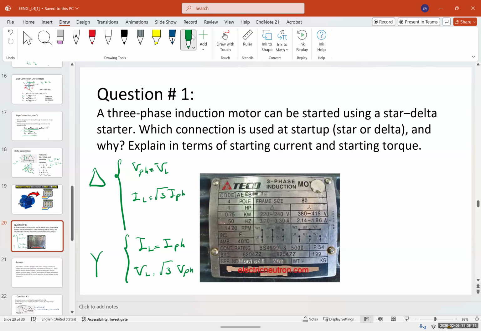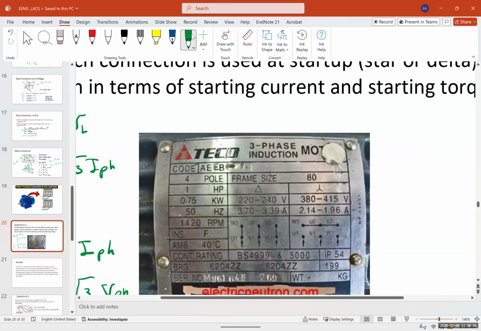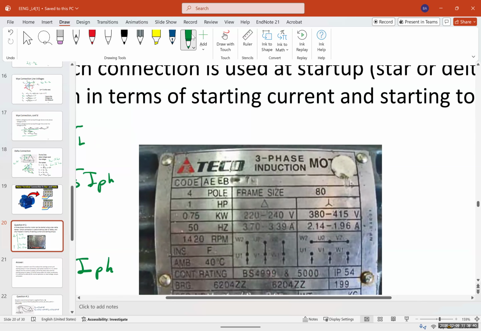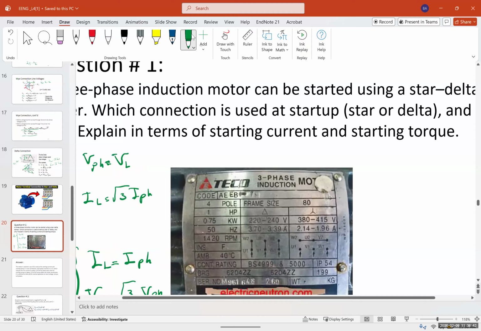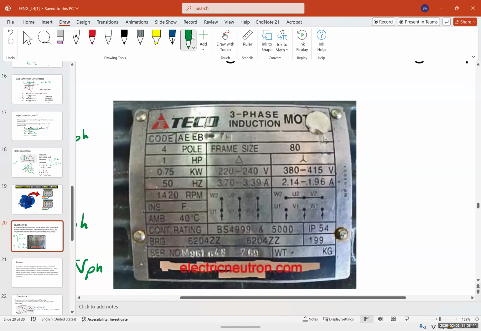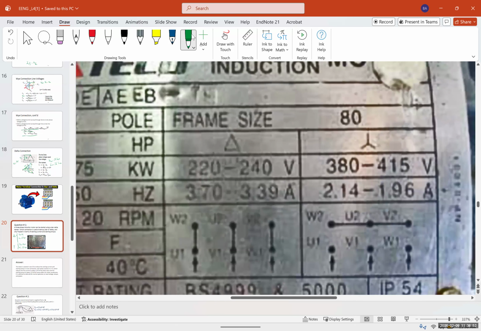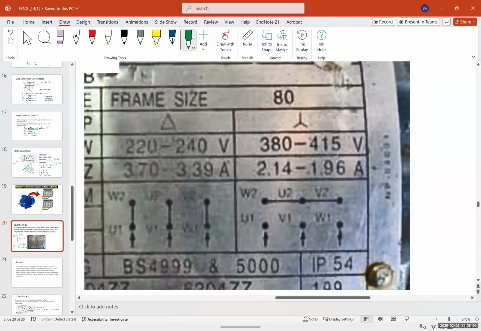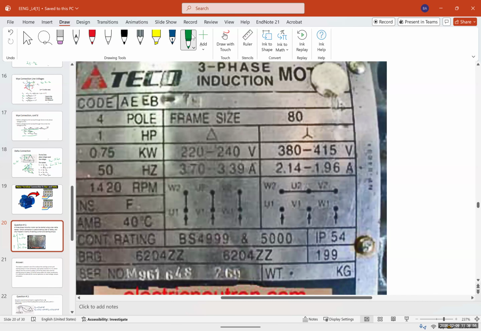Okay. So before I start with the answer, I just wanted to show you this. This is a plot on a three-phase motor. This is what you would usually see in a three-phase motor that has delta and Y connection. And you can see on the left, it says delta and the voltage that it operates on delta connection, and also the star or Y connection, and also the wiring.